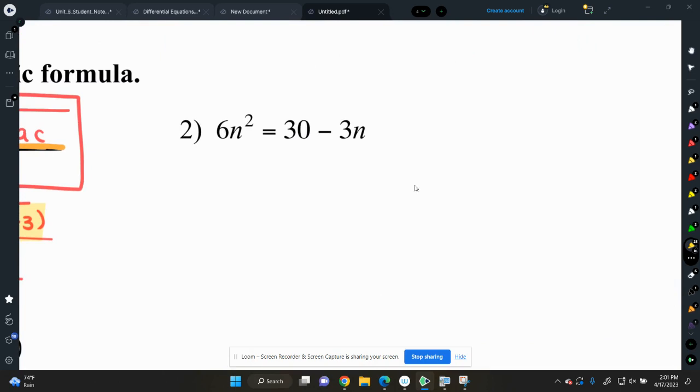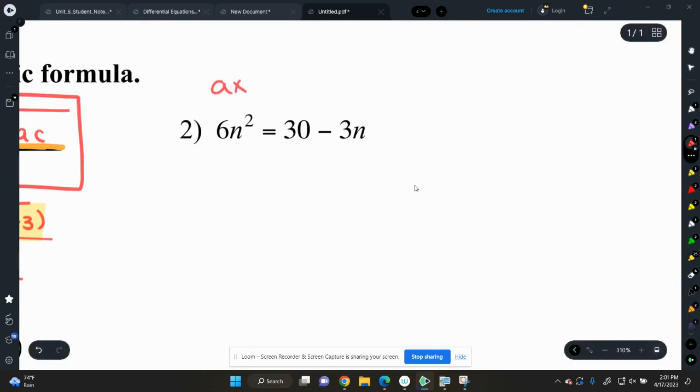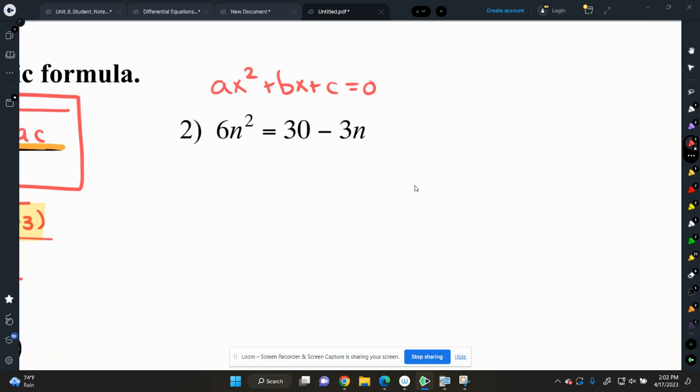Is this in the correct form? Is it in the form of ax squared plus bx plus c equals 0? No. So what do I do to put it in the correct form? Okay, so how do I do that?